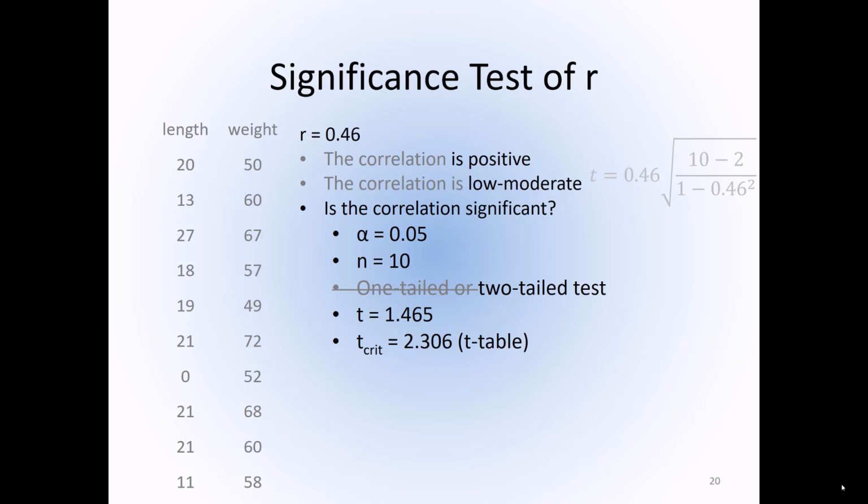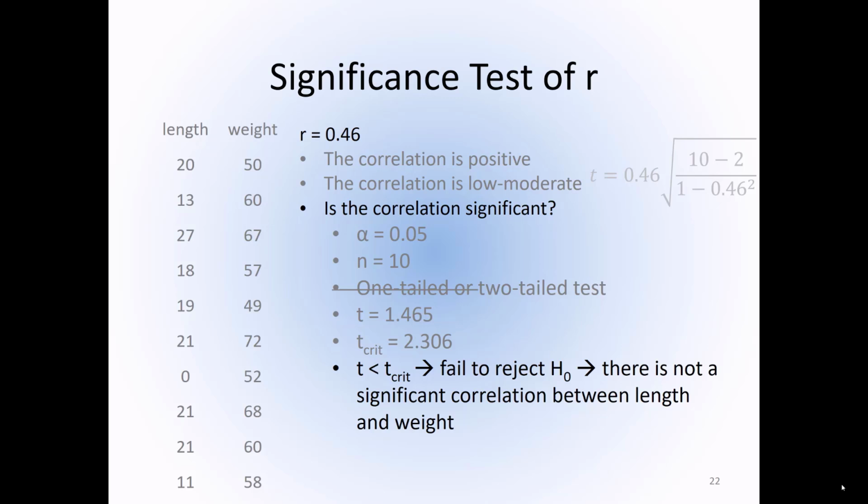So what we find is that our t-value is less than our critical value. So we know that this means that we need to fail to reject our null hypothesis. We don't have enough support to indicate that there's any kind of significant correlation here. So even though there is a relationship, it's low to moderate, it's not a significant correlation between these two variables.